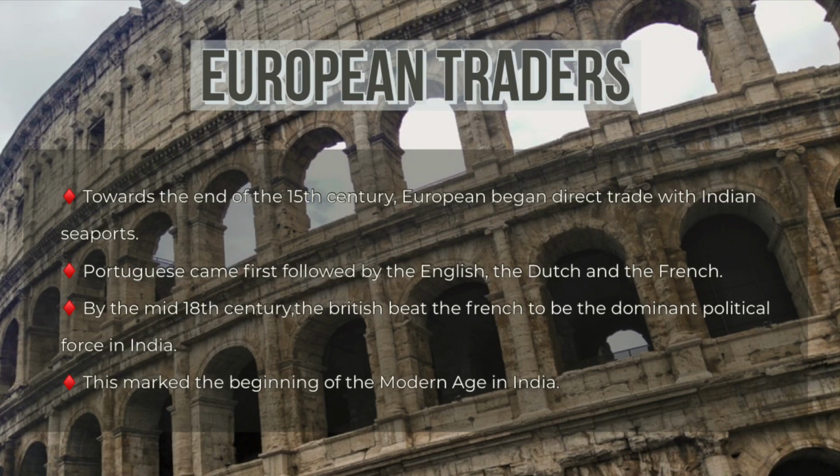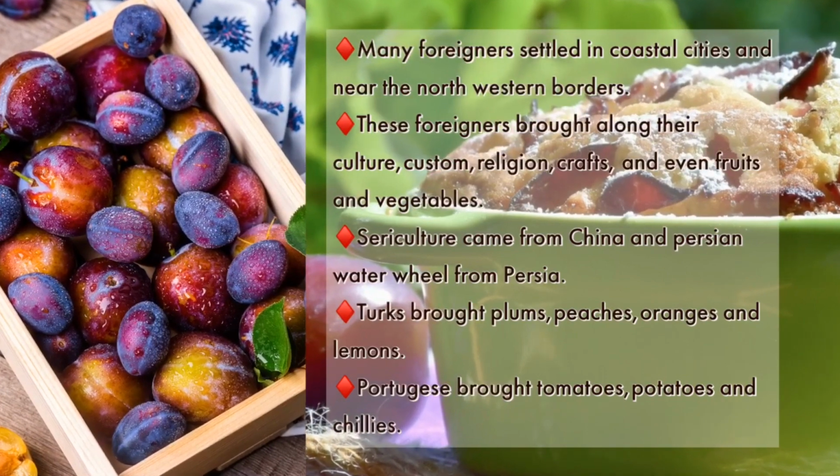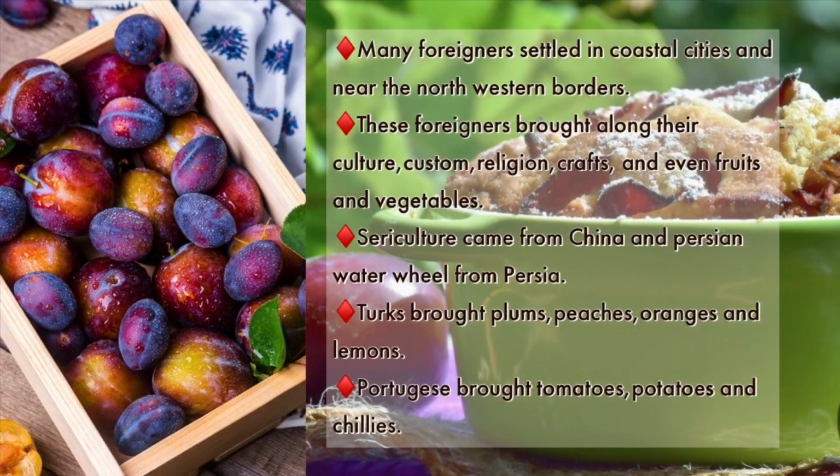Many foreigners settled in coastal cities and near the northwestern borders, and these foreigners also brought with them their culture, custom, religion, crafts, and even some fruits and vegetables. Sericulture, that is the production of silk from rearing of silkworms, came from China, and the Persian wheel from Persia. Turks brought plums, peaches, oranges, and lemons. Likewise, Portuguese brought potatoes, tomatoes, and chilies.